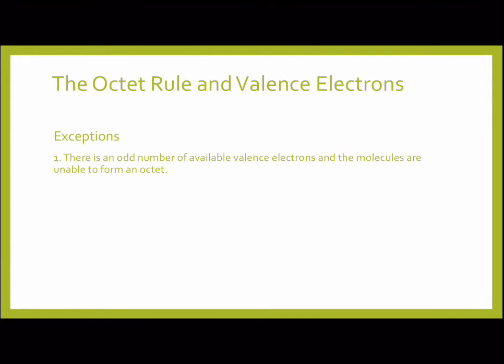So let's talk about some exceptions to the octet rule. The first one is that there is an odd number of valence electrons and the molecules can't form an octet. One example of this would be NO2. Nitrogen has 5 valence electrons, oxygen has 6, but there are 2 oxygens, so we have a total of 17 valence electrons available. So that's not enough for a full octet.